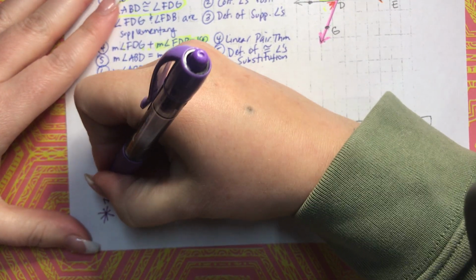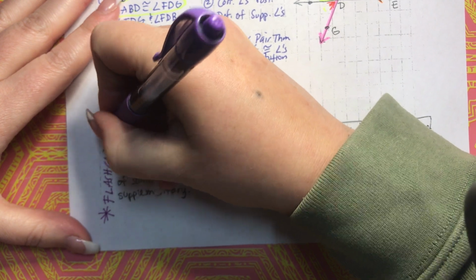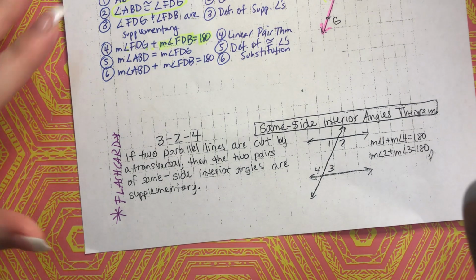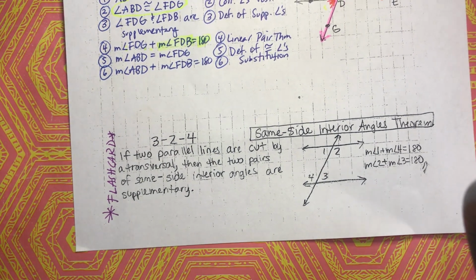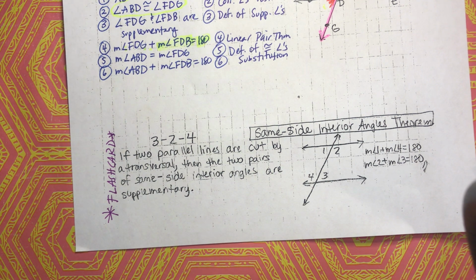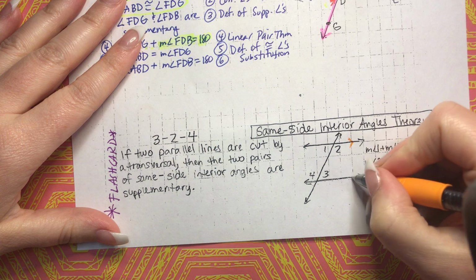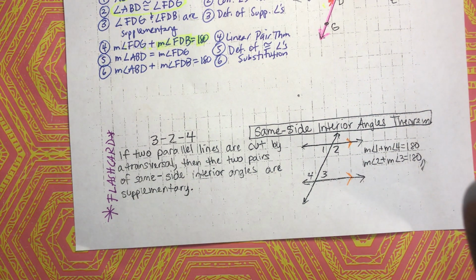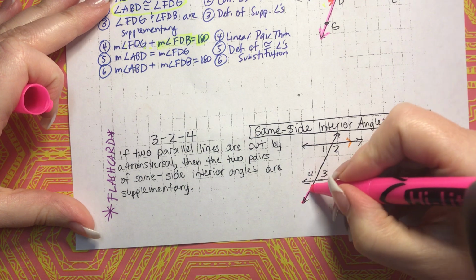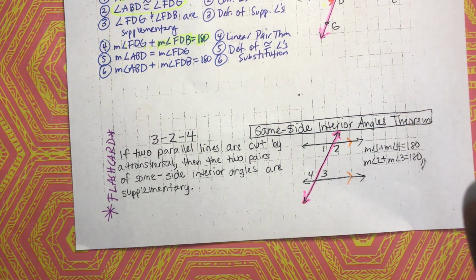So remember, we have the corresponding angles postulate, we have the alternate exterior angles theorem, we have the alternate interior angles theorem, and now we have the same side interior angles theorem. But all of these are only possible if you have two parallel lines. So you have to have two parallel lines, and those two parallel lines have to be cut by a wonderful, magnificent transversal.